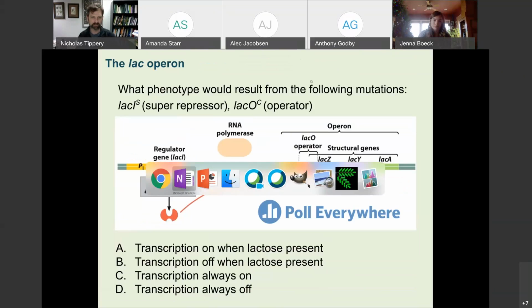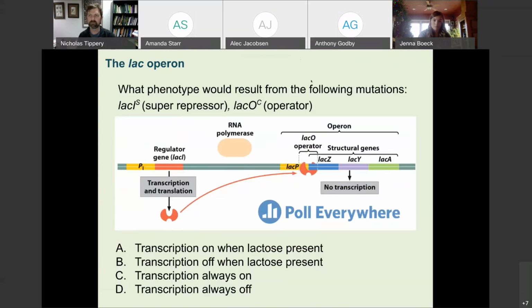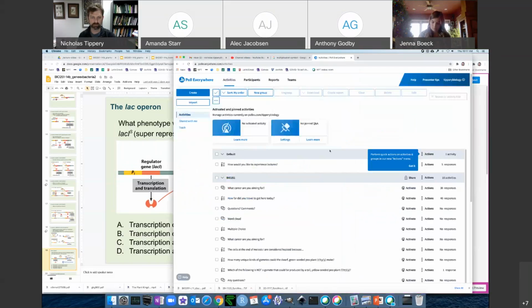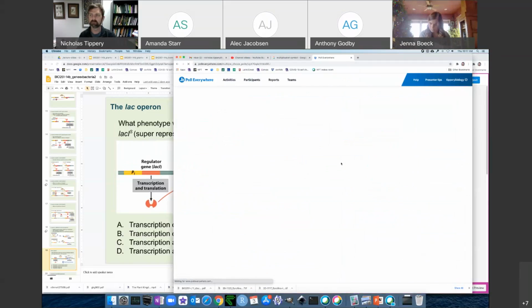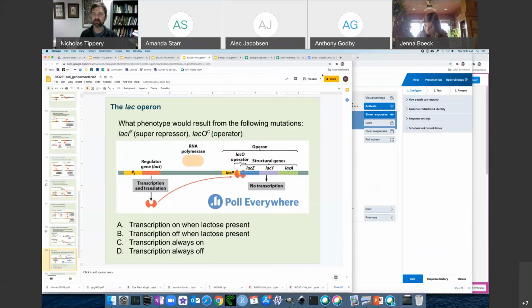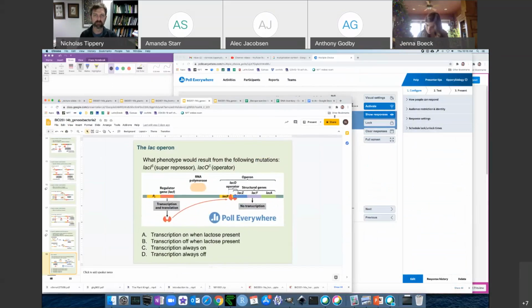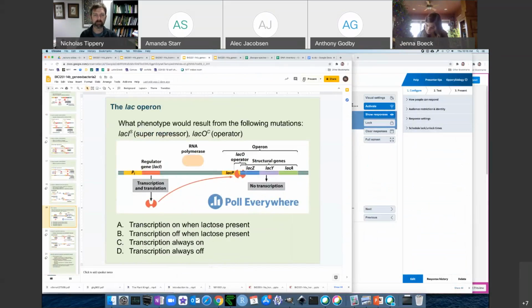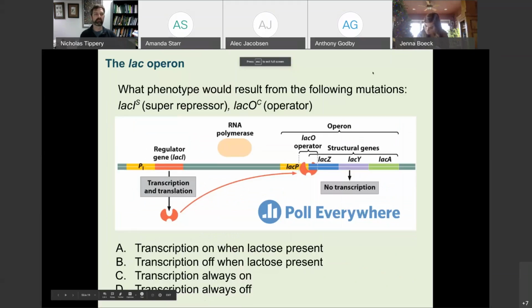All right, let's try this one. Do multiple choice. All right. Not too many of you out there, but maybe we can weigh in on this one. So poll everywhere. What would happen if you had these two mutations? So a super repressor and the constitutive operator mutant.